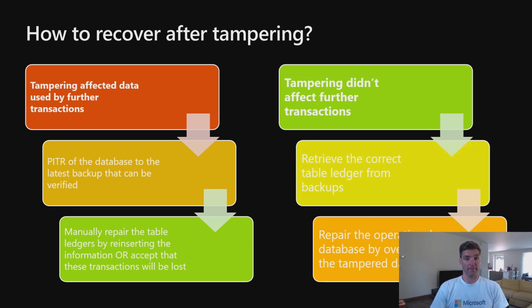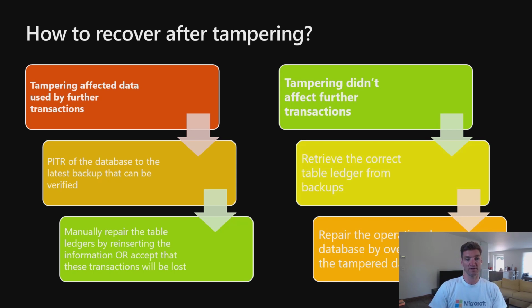What happens if tampering didn't affect further transactions? Well, this might be because the attack was detected before any transactions would operate over the tampered data, or because the attack only affected the data in a way that doesn't affect new transactions. For example, if you use a ledger table to store banking transaction details, tampering with details of an existing transaction doesn't impact new transactions, which will work over the current balances.